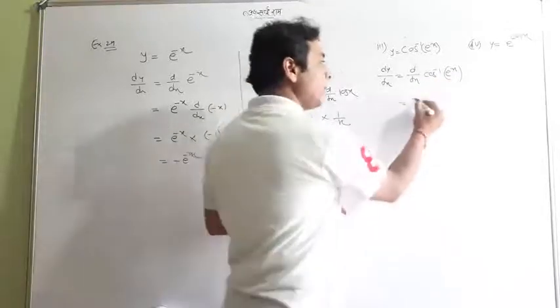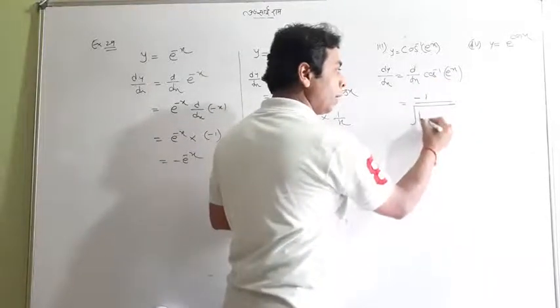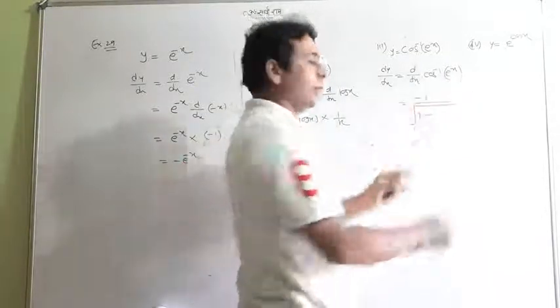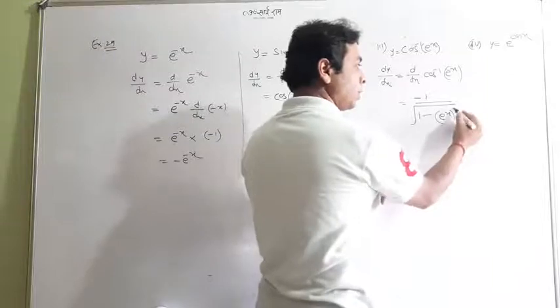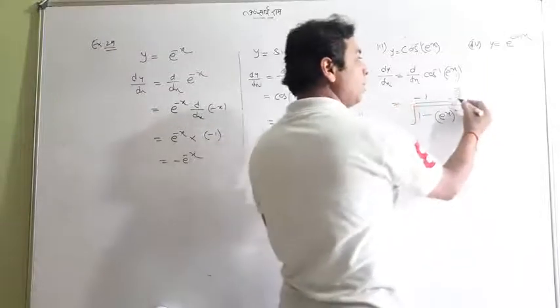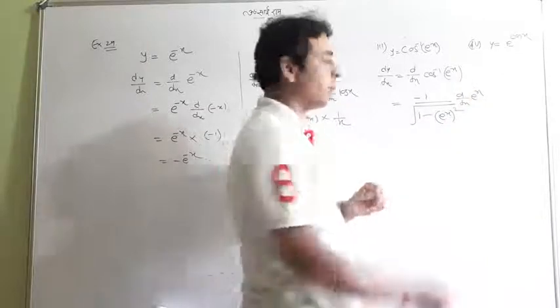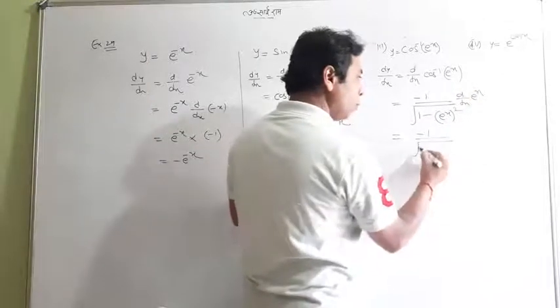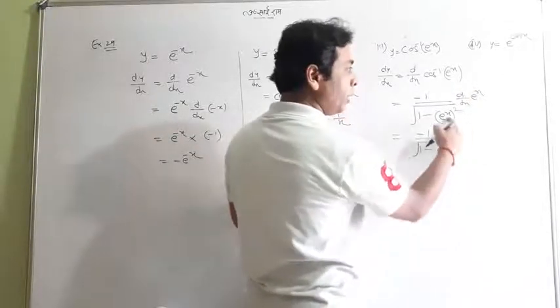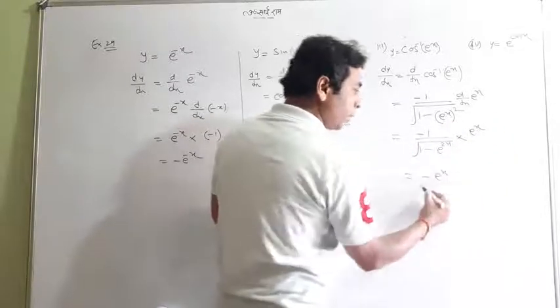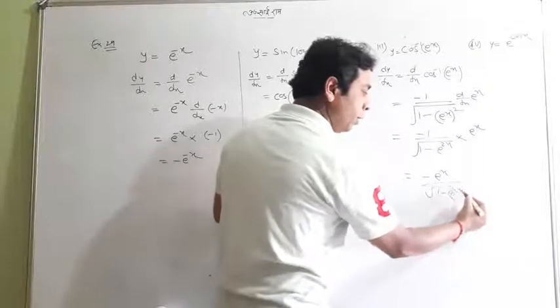This is minus 1 upon 1 minus this square, meaning x square. So instead of x we have e to the power x. And again, differentiation of what will come? e to the power x, because it is not x, it is e to the power x. And the answer is in front of you now. 1 minus e to the power 2x will be there, and e to the power x has the same differentiation. So your answer is e to the power x upon 1 minus e to the power 2x.